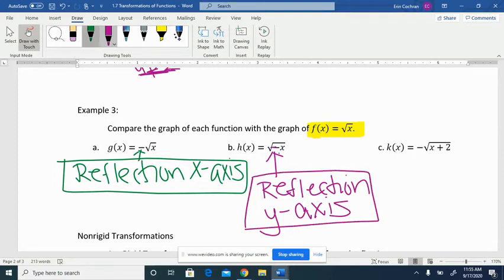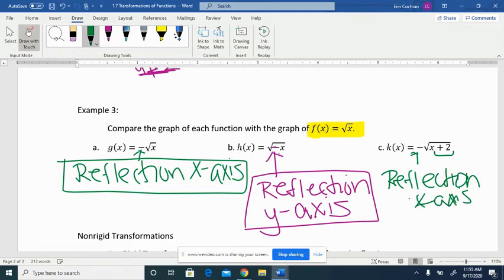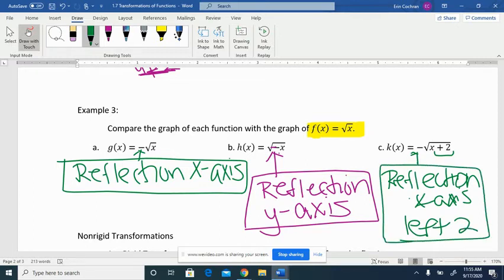And then part C, we have a negative on the outside, and then we have this +2 inside the parentheses. So the negative on the outside is that reflection over your x. And then the +2 means I'm shifting it left or right, and it's the opposite. So this one would be left 2 units. So we have a horizontal translation of left 2.